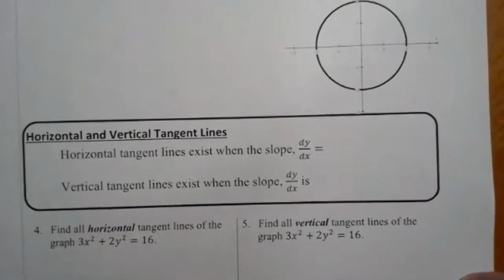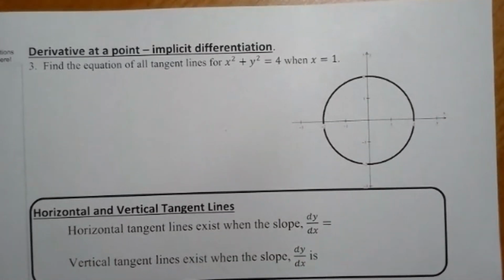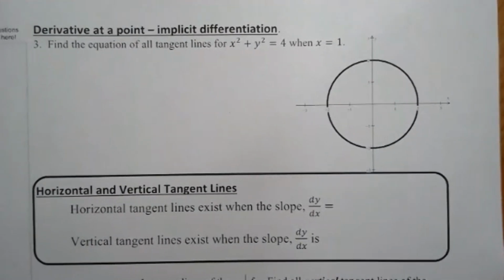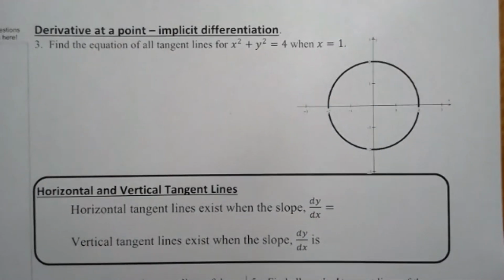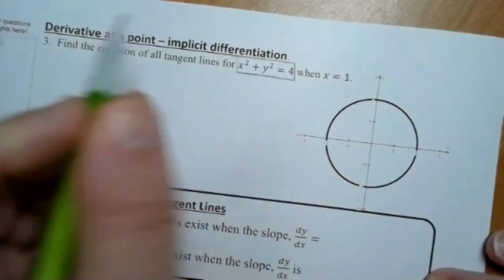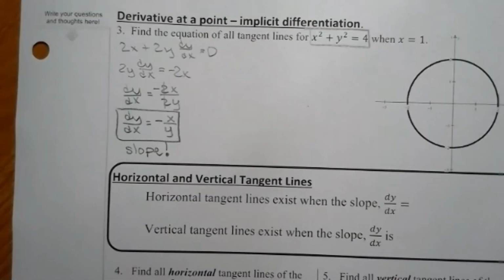Okay, alrighty, so find a derivative at a point using implicit differentiation. So first, I'm going to pause this, and you are going to find the derivative of this function implicitly. And then don't go any further, we'll work on the rest together.